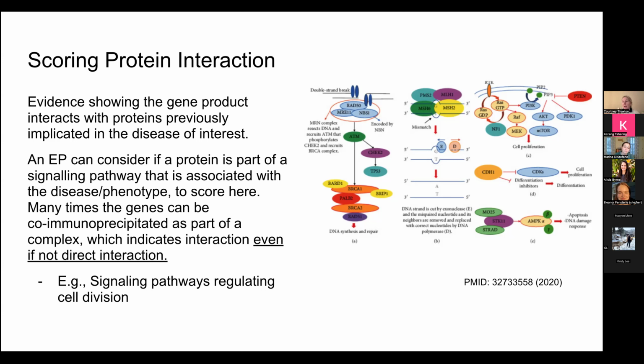So again, signaling pathways regulating cell division. You're seeing an example on the right here of cancer genes and how we can look at DNA synthesis and repair. And again, there are several proteins along this pathway that may have different functions along the pathway, but together in the signaling pathway result in cancer. Again, we also see mismatch repair, MMR, as a really great example. So these are places that you can look to score that. And of course, make sure you have a PMID, and that PMID can still be a review that goes over that cell signaling pathway.